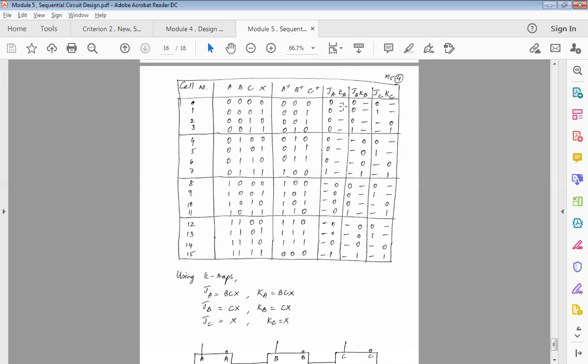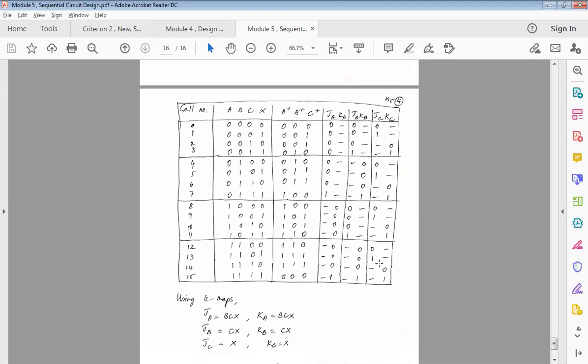Circuit excitation table. So with this, we get our equations, which is nothing but JA, KA, JB, KB, and JC, KC. Using these as the entries, we will be individually using K maps for them. Separately, you should enter JA into a K map, and separately JB into a K map, JC, KA, KB, KC. All these should be entered into the K map.